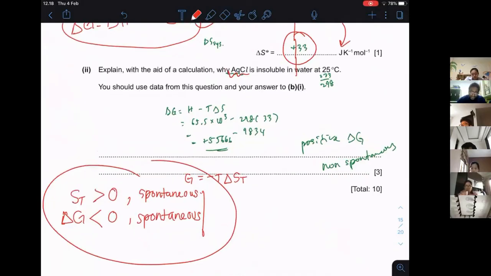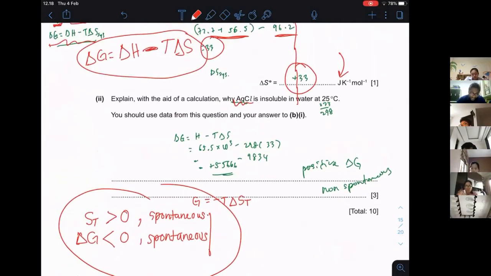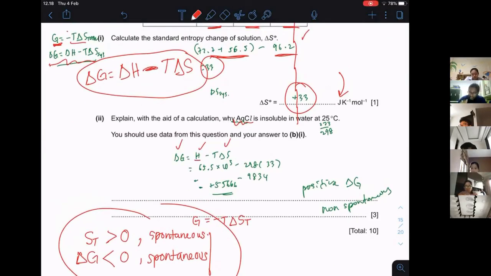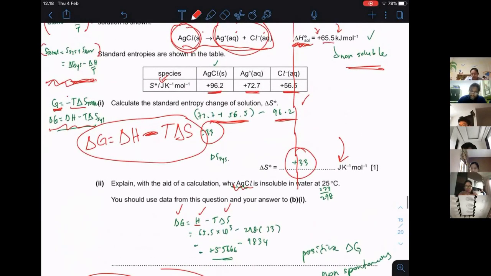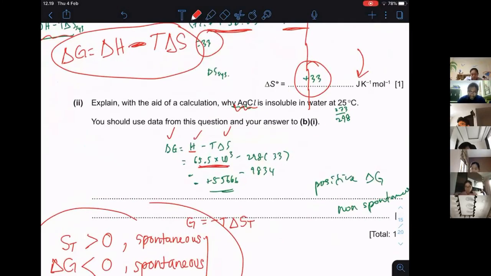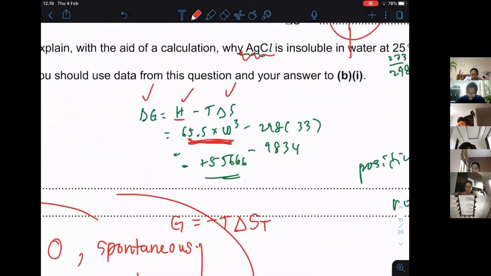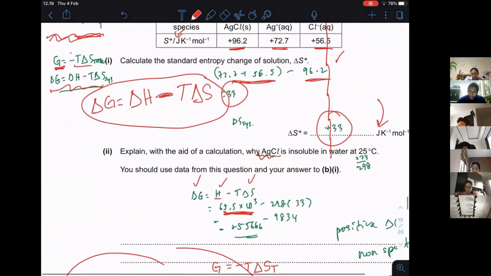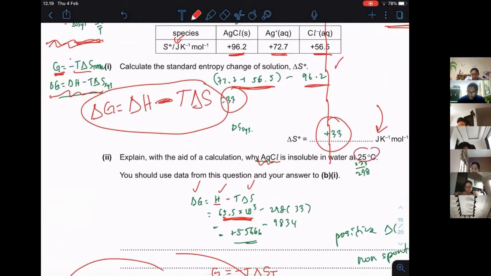So you can see, for example, I use the Gibbs free energy formula. You know the enthalpy change, they already give you 65.5, but since it's in joule, this one I need to change from kilojoule to joule. One of the mistakes that students always make is they forget to change. Then minus T, do remember the T that they have given you is 25. So 25 plus 273, 298.